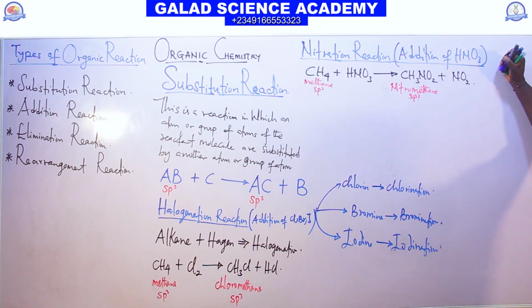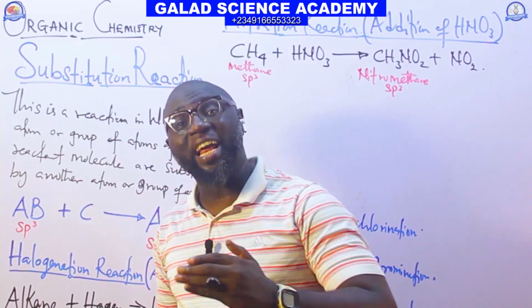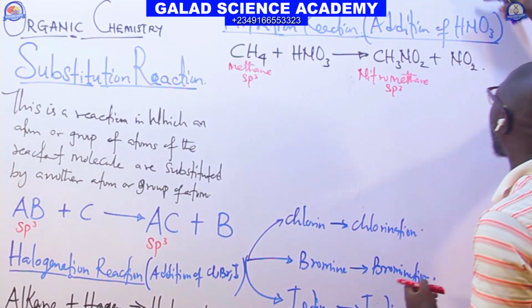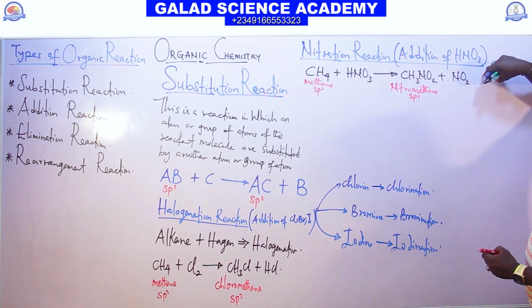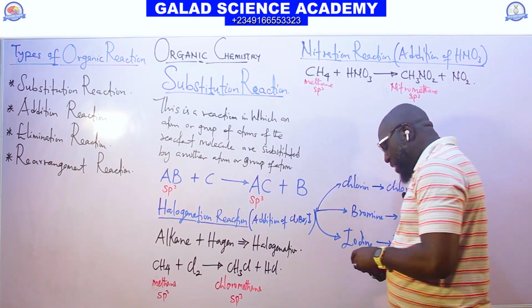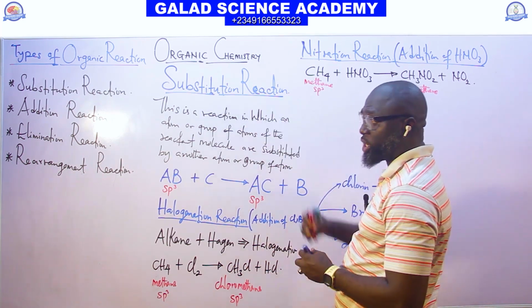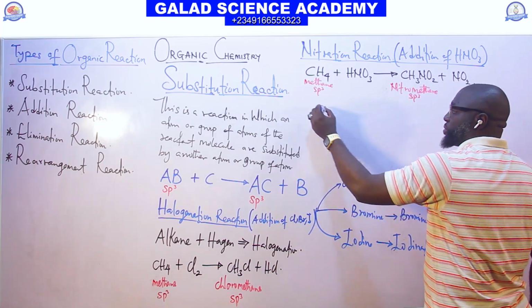So this reaction is also called nitration. But don't forget, the nitration of alkane occurs at high temperature. This reaction requires more heat and high temperature before it can take place. So the last reaction of substitution reaction that I will give you here is alkylation.